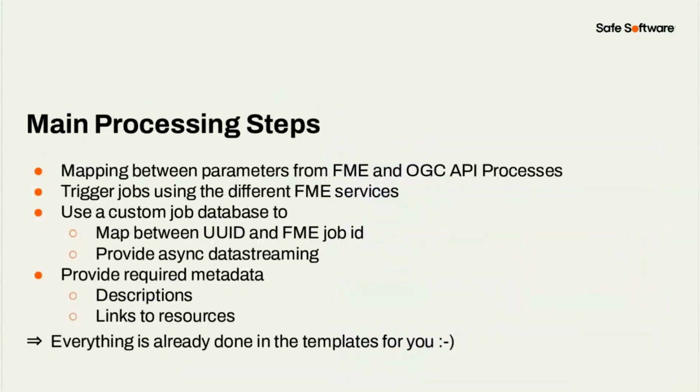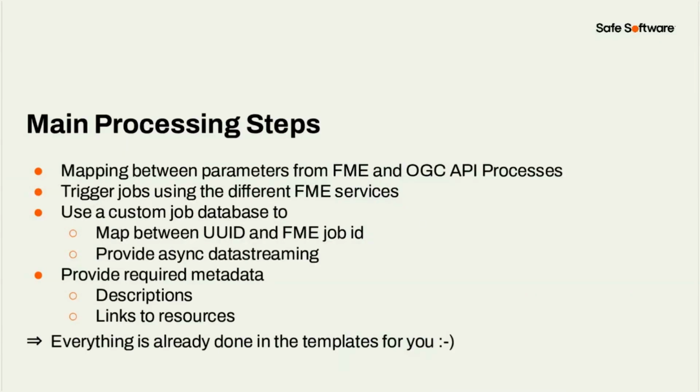So, of course, there are other steps involved as well. And the main heavy lifting is basically mapping between parameters from FME and the OGC API, simply because the way they are represented in the JSON format might be different. Then, as I just mentioned, we need to trigger jobs using the different FME services. And we also implemented a custom job database to handle all the jobs, basically storing UUIDs that can reference FME jobs, and also, for providing data streaming as an asynchronous way, we needed a way to store the data streaming results as well.